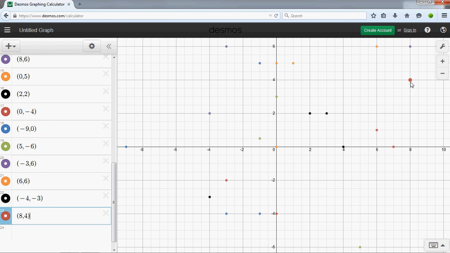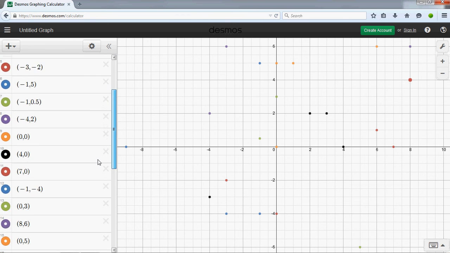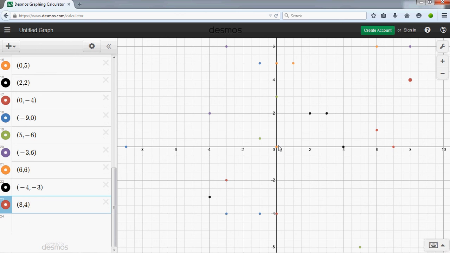And there we go. So here's all the points that we've graphed. We've done quite a few, and I hope you understand graphing or plotting points a little bit better.